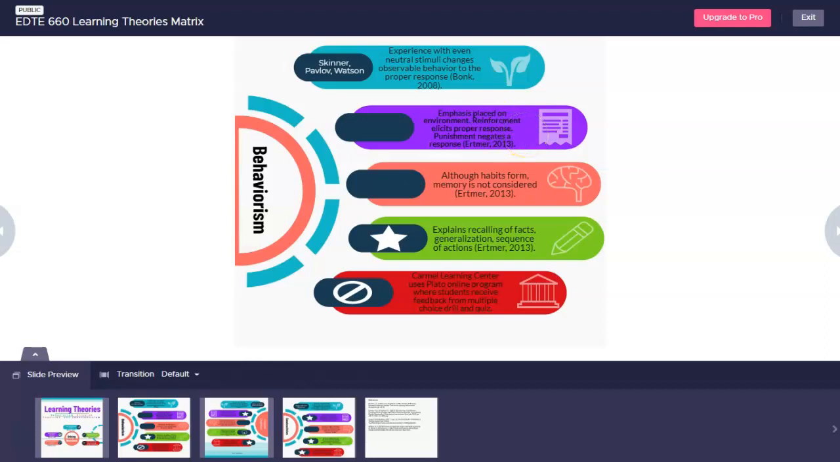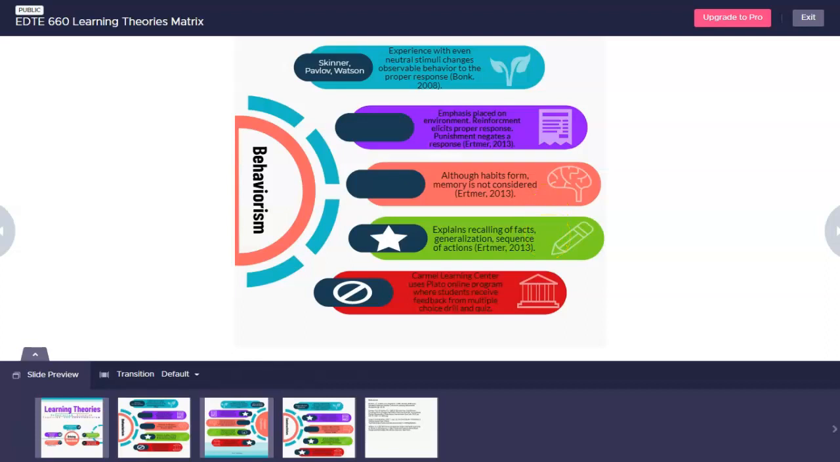When we look at the factors that influence learning, we can see that in behaviorism, emphasis is placed on environment, reinforcement elicits a proper response, and punishment negates a response. When we consider memory, although habits are formed in behaviorism, the behavior is what is observed, and memory is not really considered.